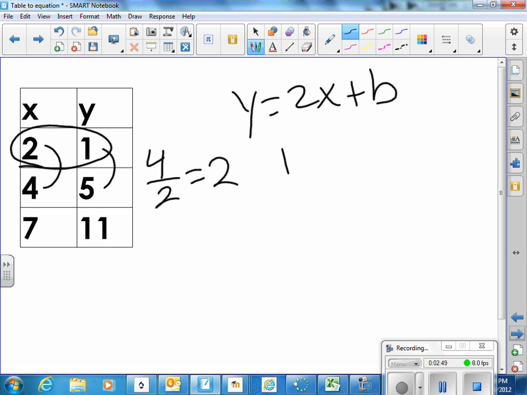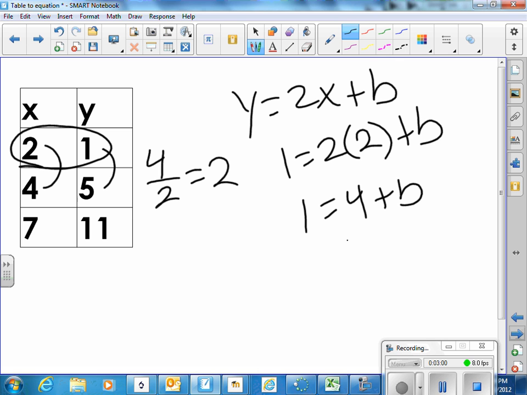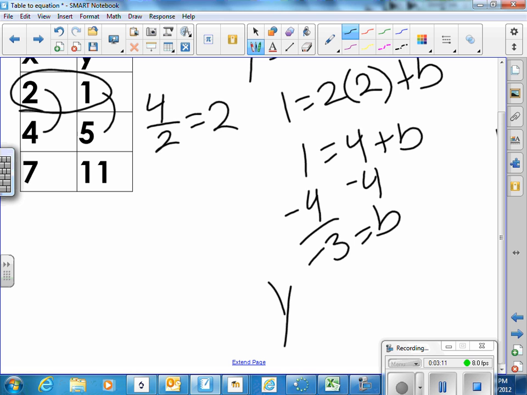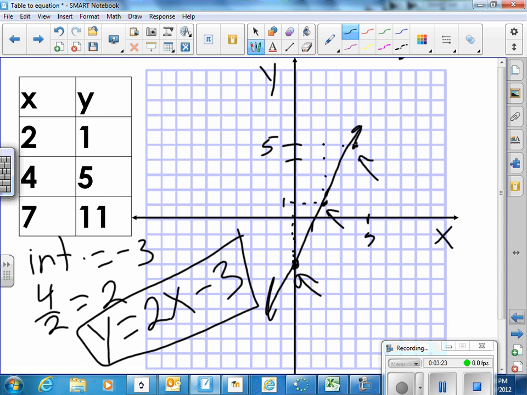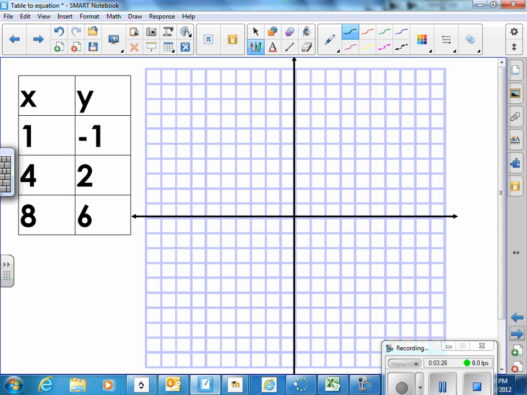So 1 for the y, 2 for the x. 1 equals 2 times 2, which is 4, plus something. Subtract the 4, just solving now. So -3 equals b. So I know that y equals 2x minus 3, which is the same as we got using graphical methods. Remember that one back there? y equals 2x minus 3. Works either way. You can choose how you want to solve these. There's graph paper available.